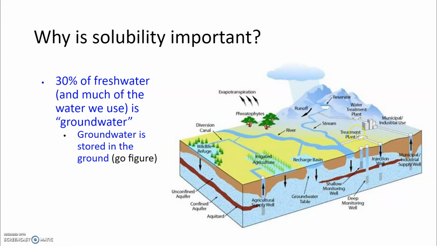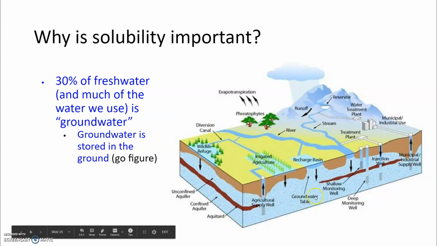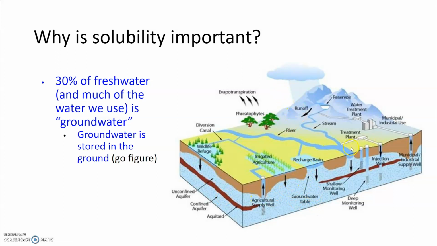The water treatment plant sometimes returns water into the groundwater. And so there's a lot of different things kind of coming in and out of our groundwater at any time. And we want to make sure that those are things that are safe and healthy for us and for the wildlife and the living things and plants and stuff.